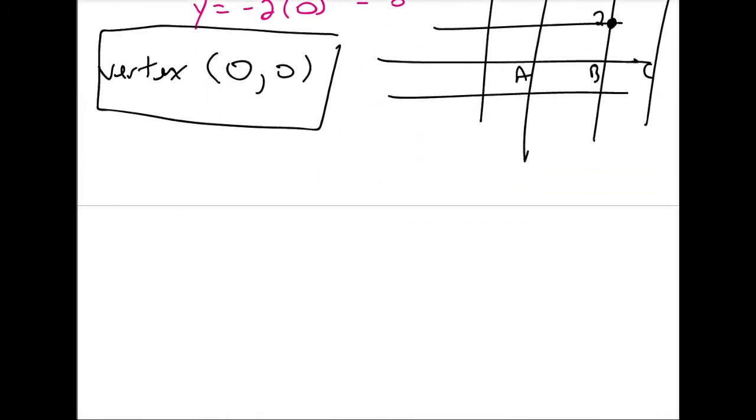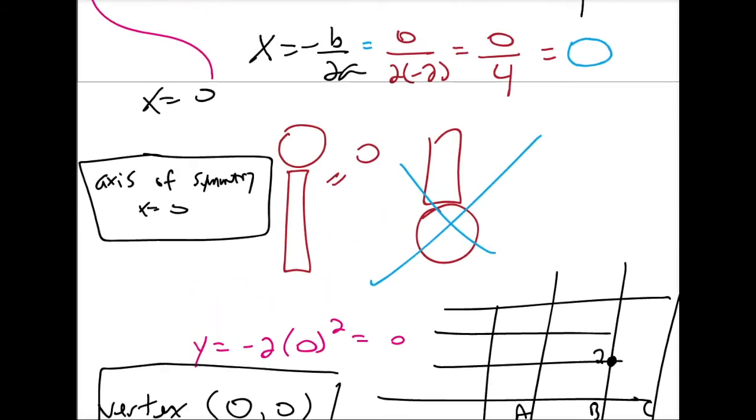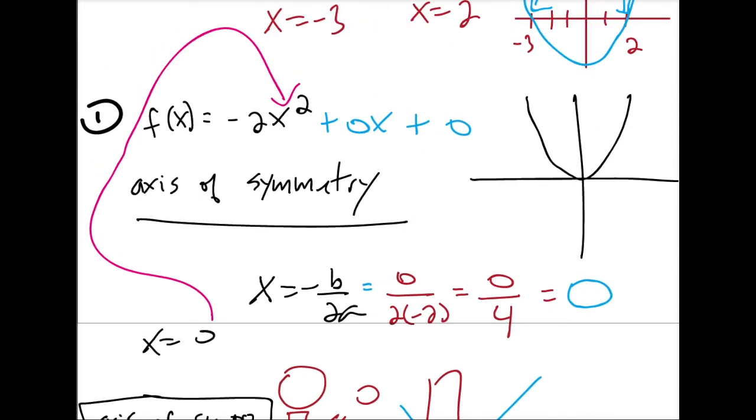But we're not done. So now we need to find, what else is after that? You have your axis of symmetry, you have your vertex. Minimum value or maximum value. Well, I have it drawn right there. What's my minimum?